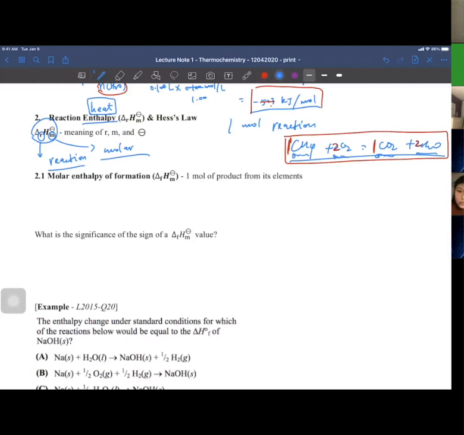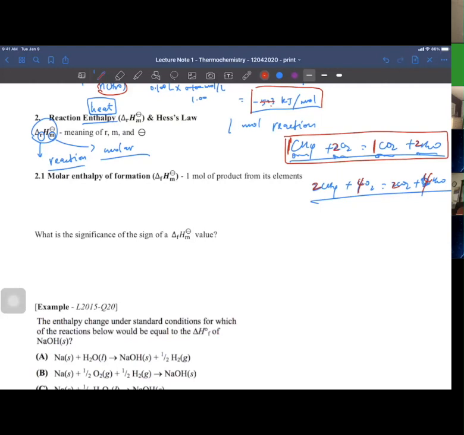So next time, if a different student balances the reaction in this way, let's say 2 CH4 plus 4 O2 produce 2 CO2 and 4 H2O, so the 1 mole of reaction will be different. That would be 2, 4, 2, 4. So please pay attention to how we define 1 mole of reaction. It depends on how you write the balanced chemical equation.